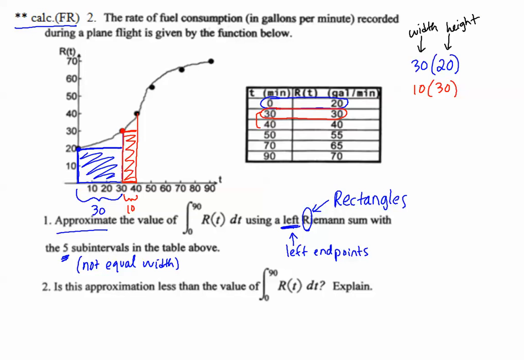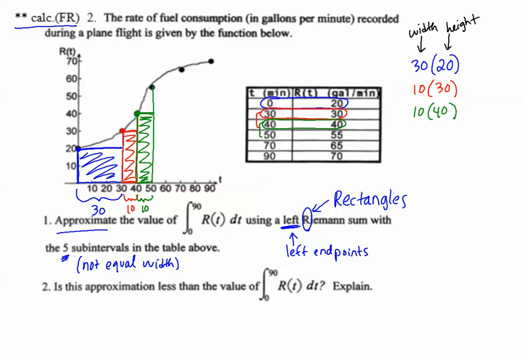Okay, our next subinterval is 40 to 50. So 40 to 50, again, that's just 10 units wide, but now going up on the left side and over and down. So up on the left side gives us this high right here. The left side is at 40, and that's a height of 40. So our width is 10, while our height is 40.